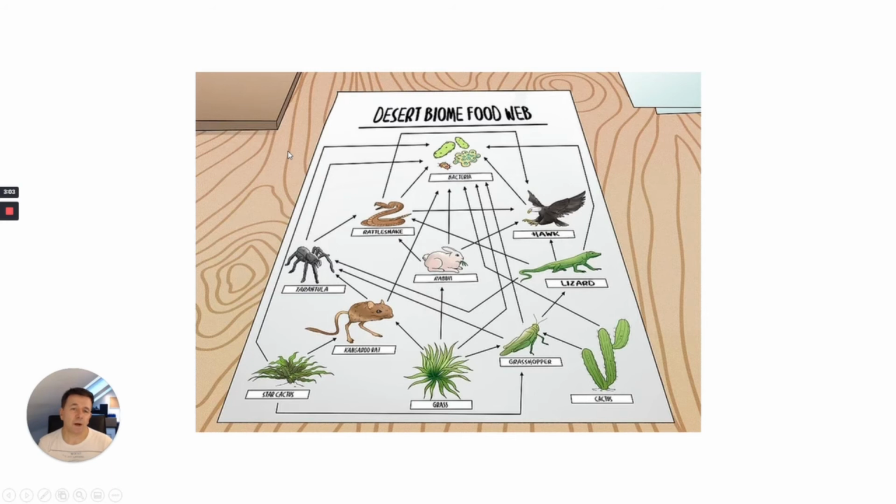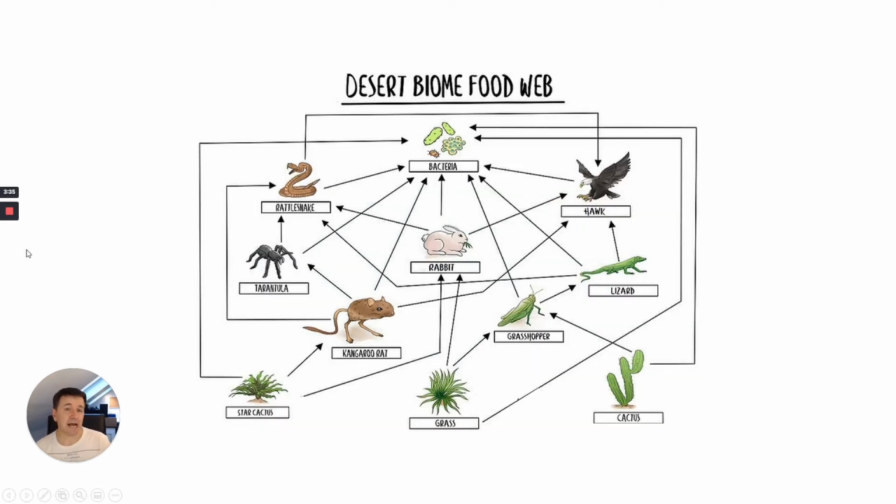So let's look at the food web in a bit more detail. As you can see, there's a lot going on in this food web. The arrows show the direction of energy flow and also show what eats what. For example, the kangaroo rat is eating the star cactus, and then the tarantula is eating the kangaroo rat. Now a popular exam question is to ask what would happen if a particular species became diseased or became extinct for whatever reason. You would have to describe and explain what is happening to the populations of the different organisms.